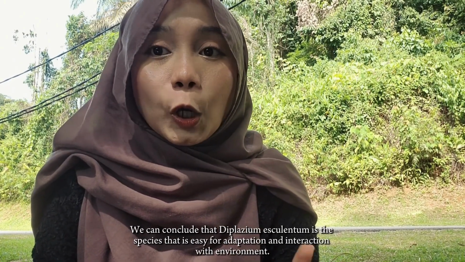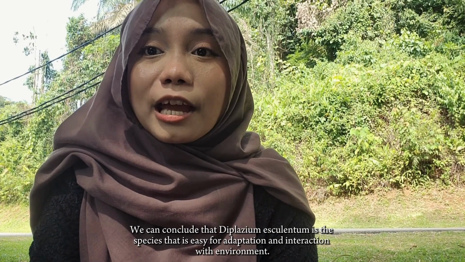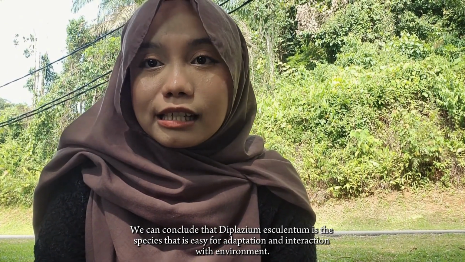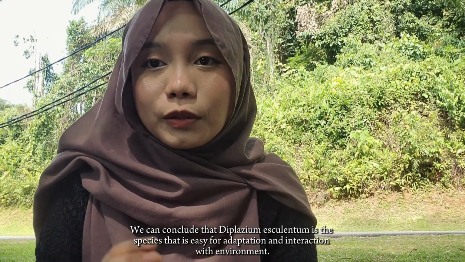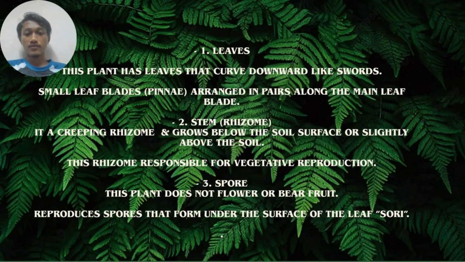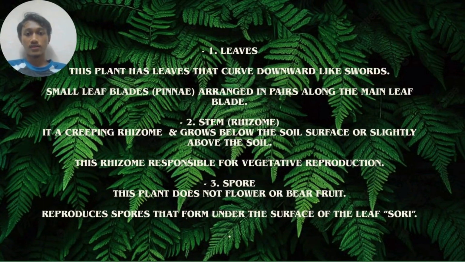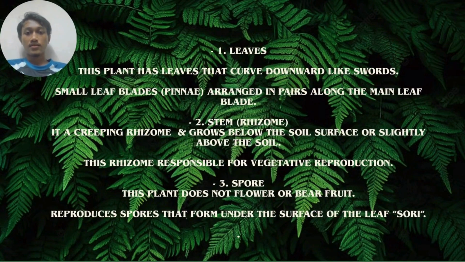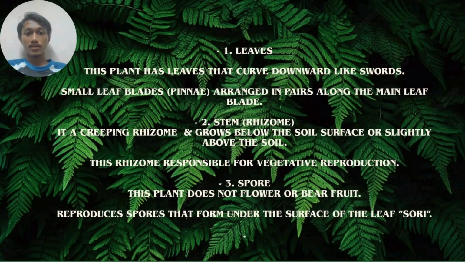And in the end, we can conclude that Diplazium esculentum is a species that is easy to adapt and interact with the environment. Special characteristics about this species of fern. First, you can see from the leaf, this plant has leaves that curve downward like a sword. Small leaf blades, fine, are arranged in pairs along the main leaf blade.